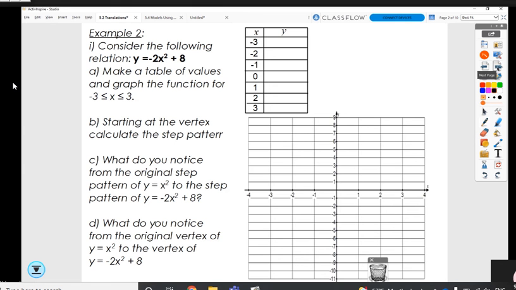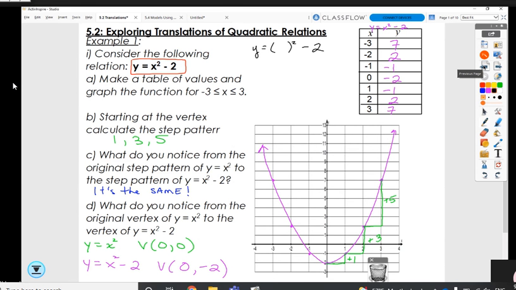How about this? Actually, before we move on, why do you think the step pattern was not affected at all? Because look, our step pattern is 1, 3, 5. The step pattern of y equals x squared is also 1, 3, 5. They're the exact same. The a value is the same. It doesn't look like it has an a value, but really we know the a value is just 1. So the a values are the exact same. Therefore, they're going to have the exact same step pattern. The only difference here is that this one has a -2. And if you look closely, compared to the original y equals x squared, the vertex went down 2 spots.